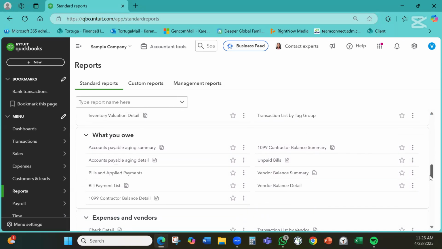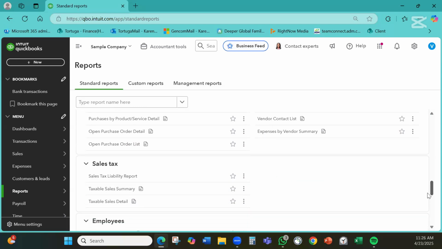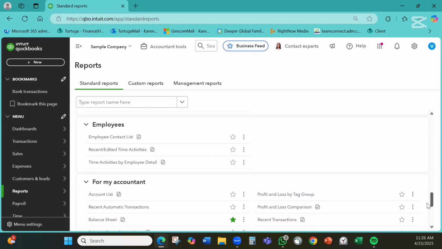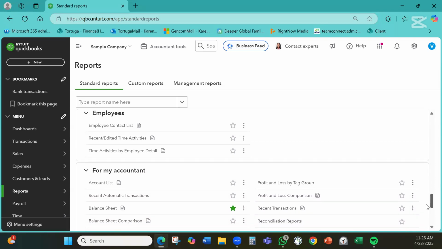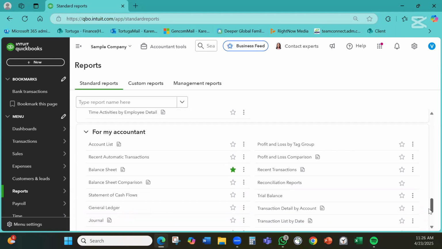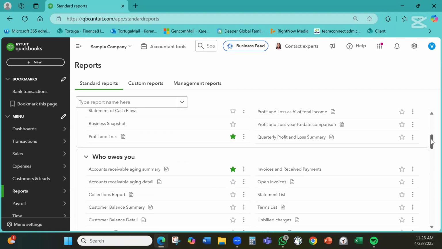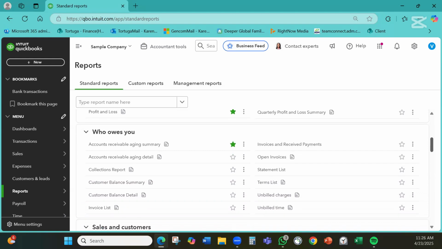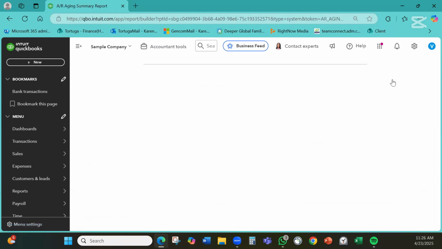What you owe. This is everything about the bills that you would have entered for people who you owe. These are your expenses, your tax, your employee. Well, we don't use the payroll system because it's different from overseas, but you can use it to capture time activities. And then if you have an accountant, so on, we don't use the payroll. So I was just going to who owes you. So I'm going to just print a report to show you something.